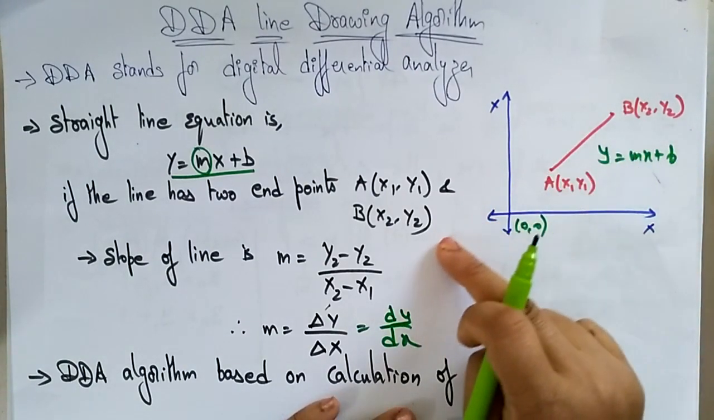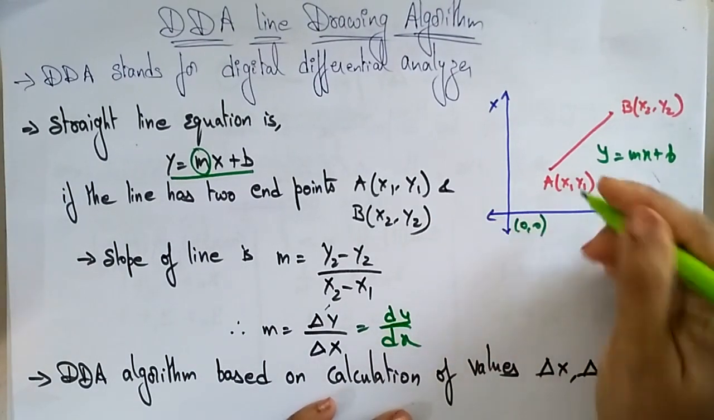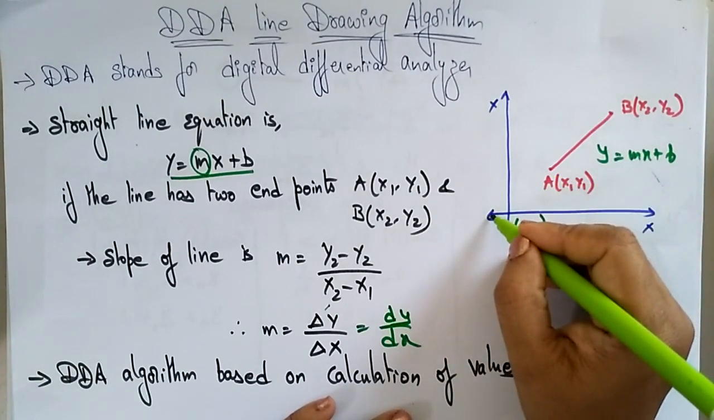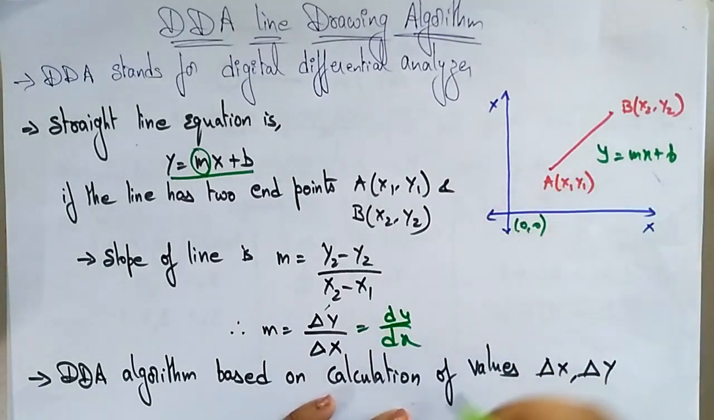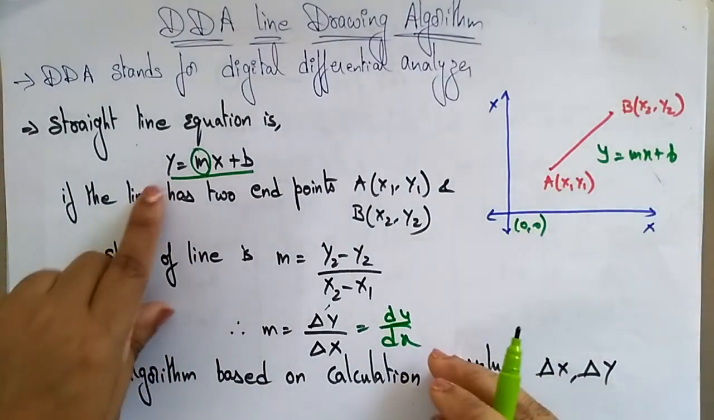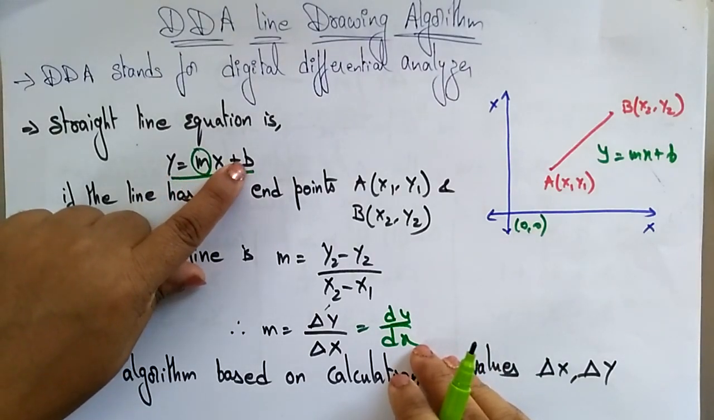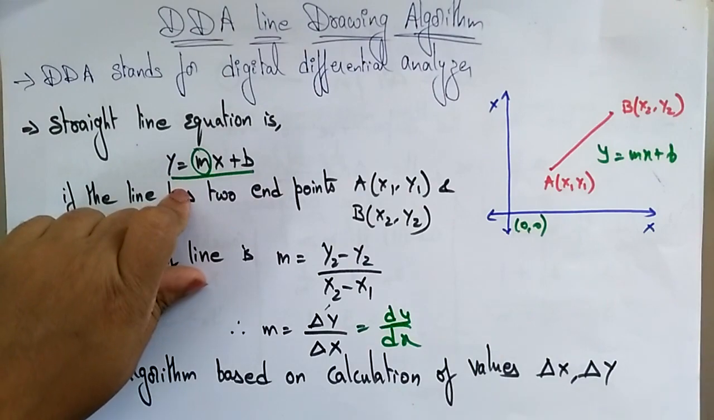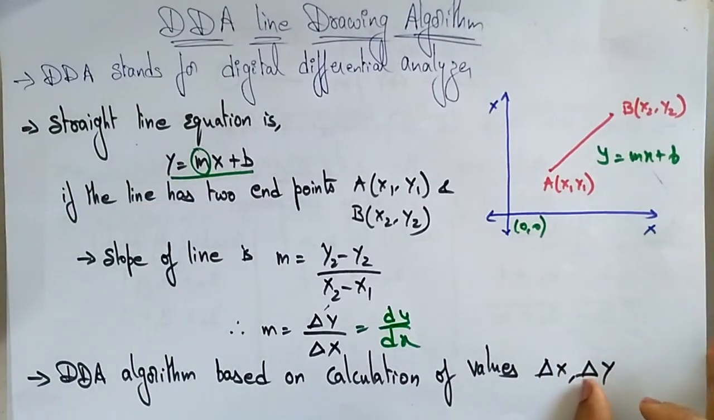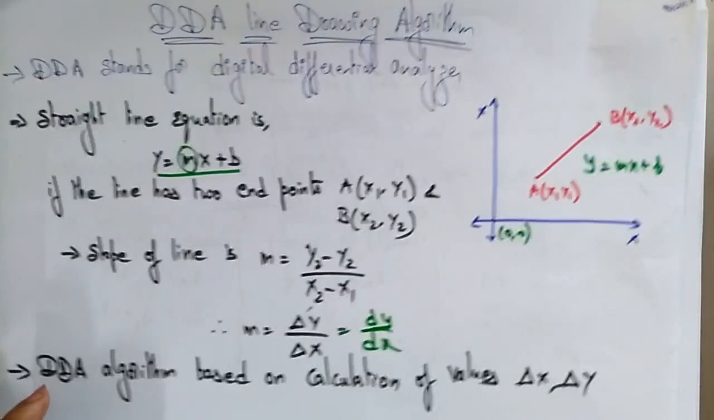A line that intersects the x-axis means x-intercept, and intersecting the y-axis means y-intercept. Here we are taking y = mx + b, where b is the y-intercept. So let me explain the different line equations.